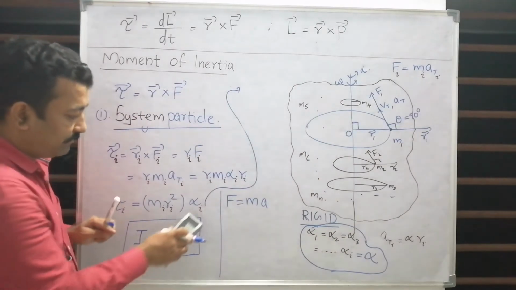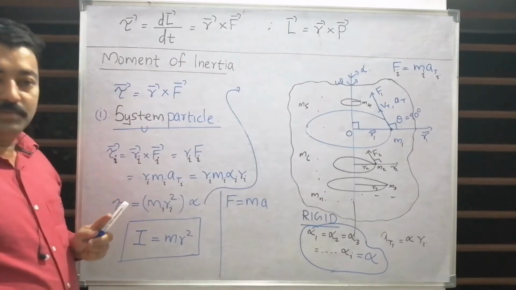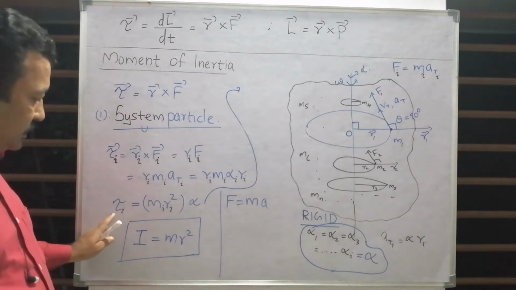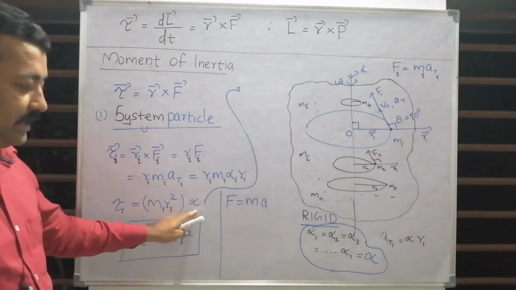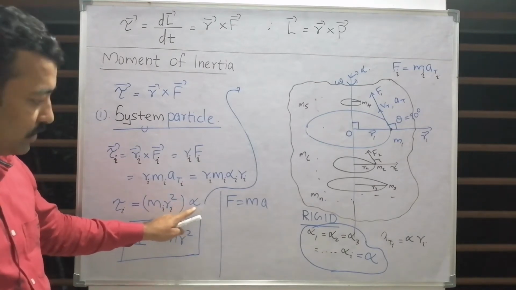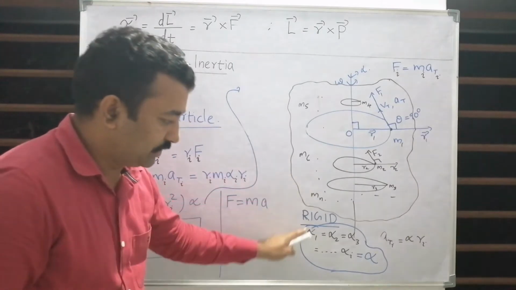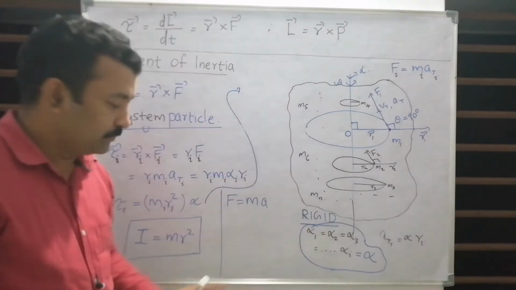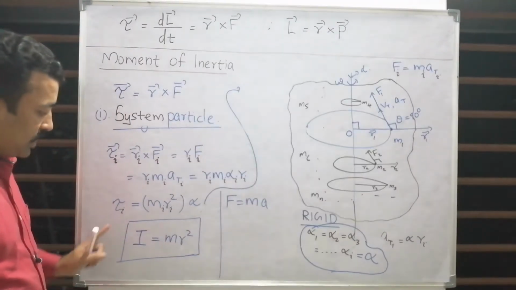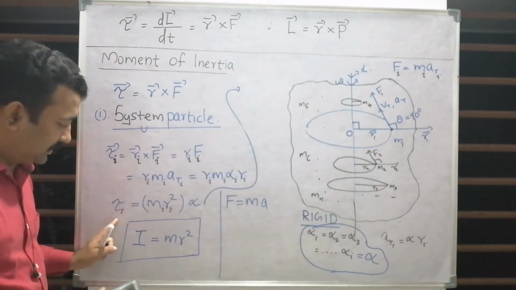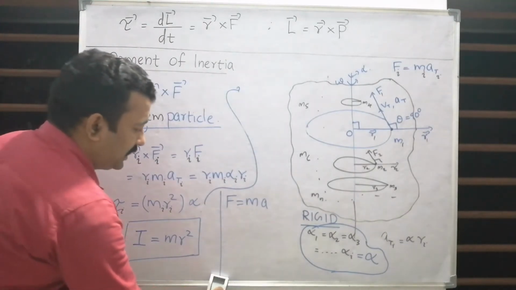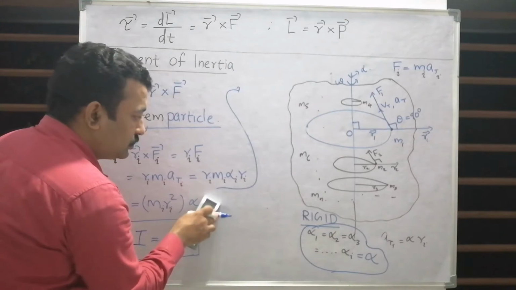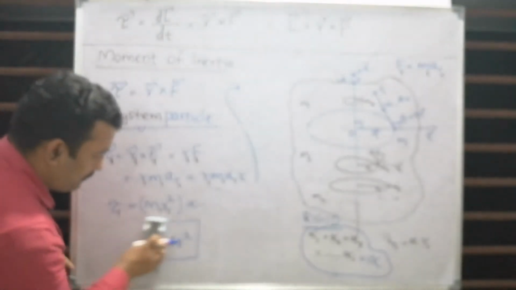So instead of alpha I, I can write it as alpha. So for the ith particle, this is the expression. Why did we get alpha? Because alpha values for any particle should be the same. Now, I got the torque acting on a single particle. If I want to find the torque acting on the entire system, what do I have to do? I have to go for a summation.